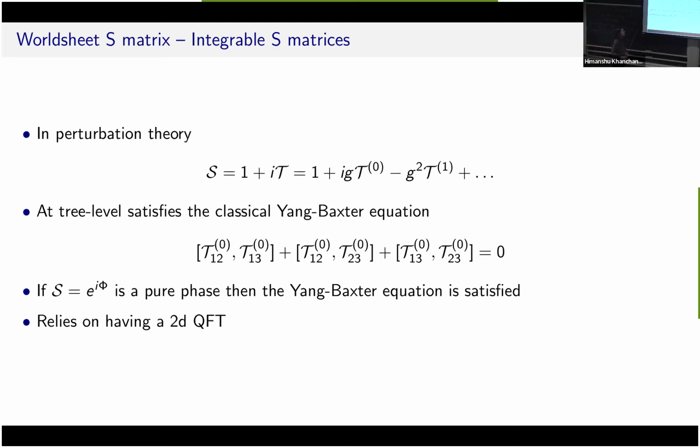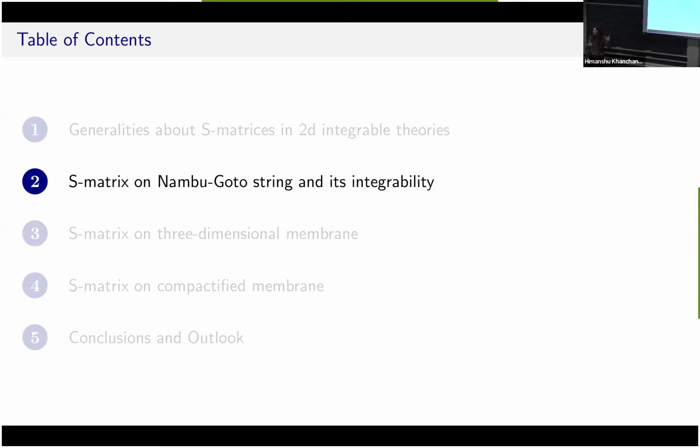Also, another important remark is that this relies heavily on having a 2-dimensional QFT, meaning that if you have, for instance, a 3-dimensional QFT or 4-dimensional QFT, this notion of factorized scattering doesn't appear anymore. So we don't have this notion of integrability for higher dimensional QFTs. All right, so this was a crash course on integrable theories, and these were the most important notions for the rest of the talk.